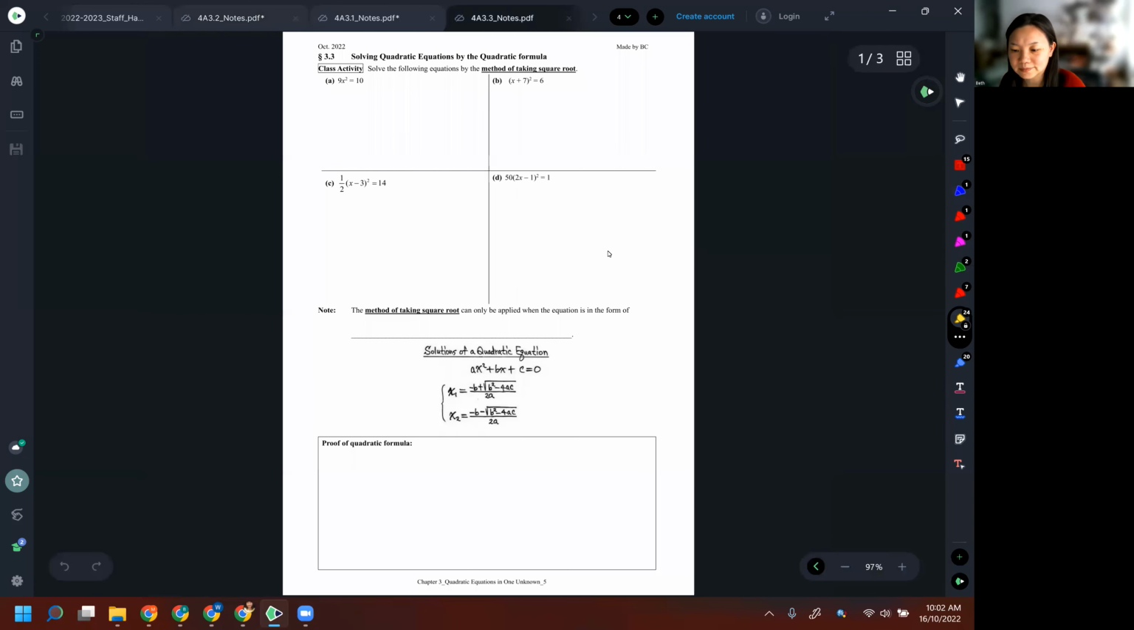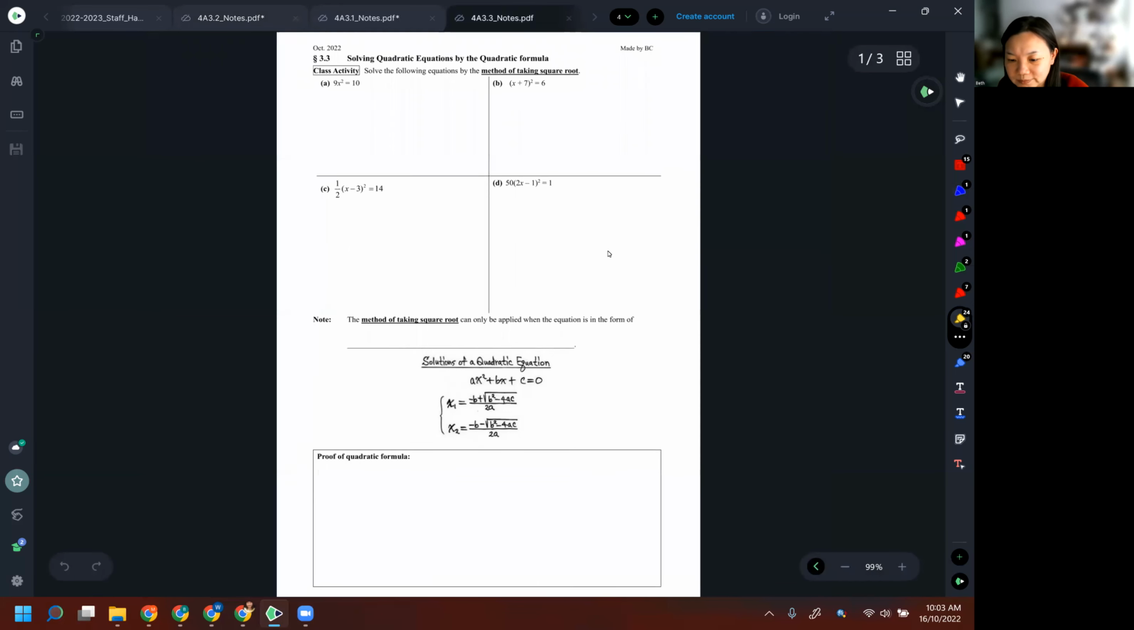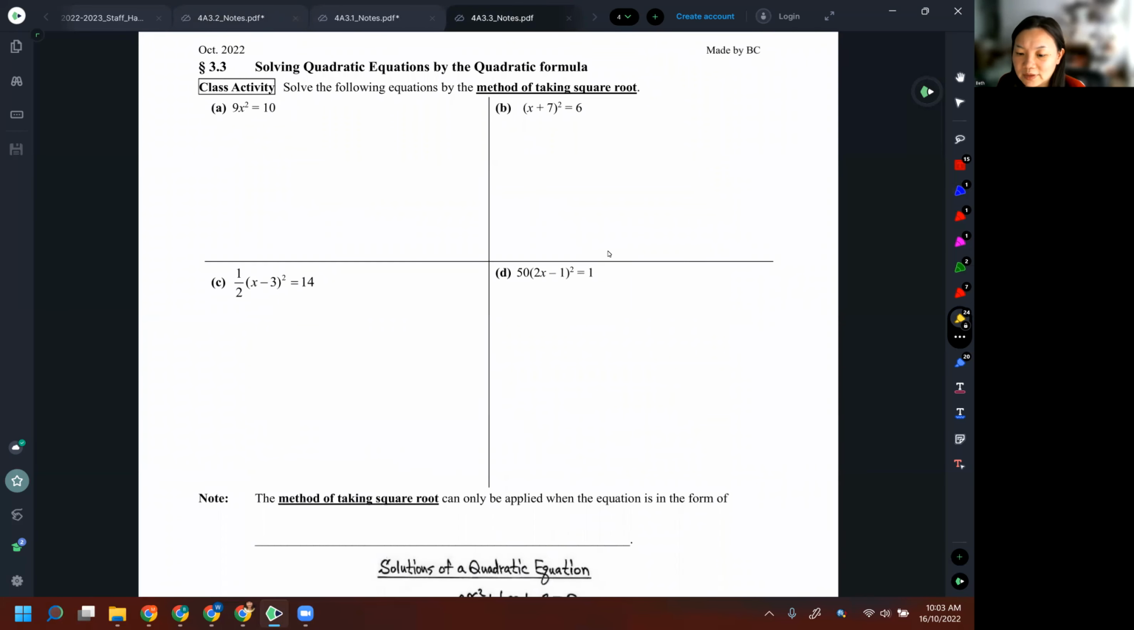Look at the notes. The title is called Solving Quadratic Equations by Quadratic Formula. So today we're going to learn about this formula.